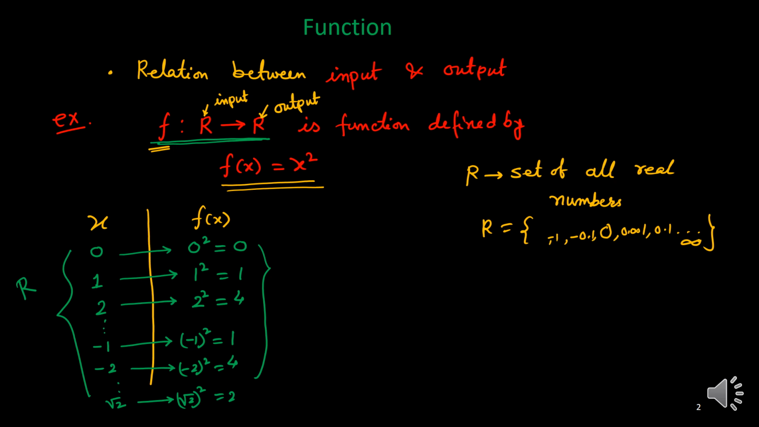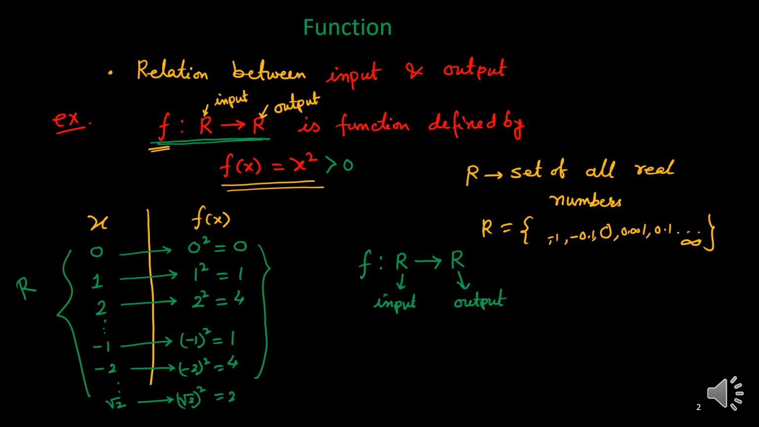But you can see, is there any negative number on the right hand side? No. All are positive numbers, because x square is always non-negative. So here it is said that the input is R and it is going to produce again R. This is actually the input and this is the corresponding output.